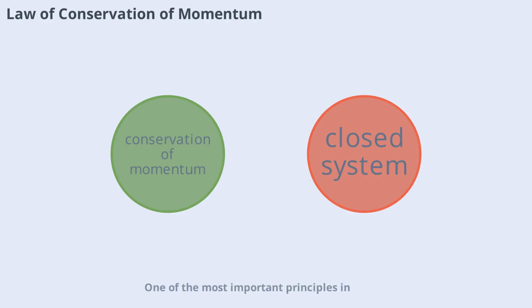One of the most important principles in physics is the law of conservation of momentum. This law states that the total momentum of a closed system remains constant, as long as no external forces act on it. In other words, momentum can't be created or destroyed in an isolated system, it can only be transferred between objects. This principle helps us understand and predict the results of collisions, explosions, and other interactions.